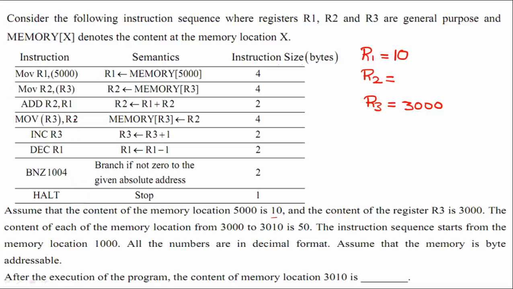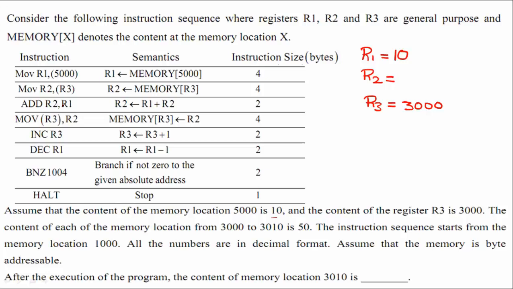Here, this program involves a loop. This loop will get repeated according to the value of R1. If the R1 value becomes 0, then the loop gets terminated. Otherwise, the loop doesn't get terminated, right? So we'll see how many times the loop is going to get repeated.